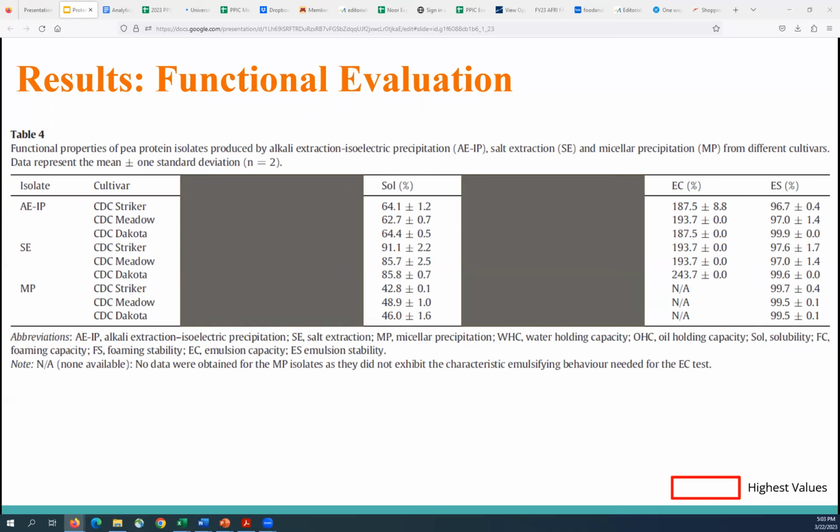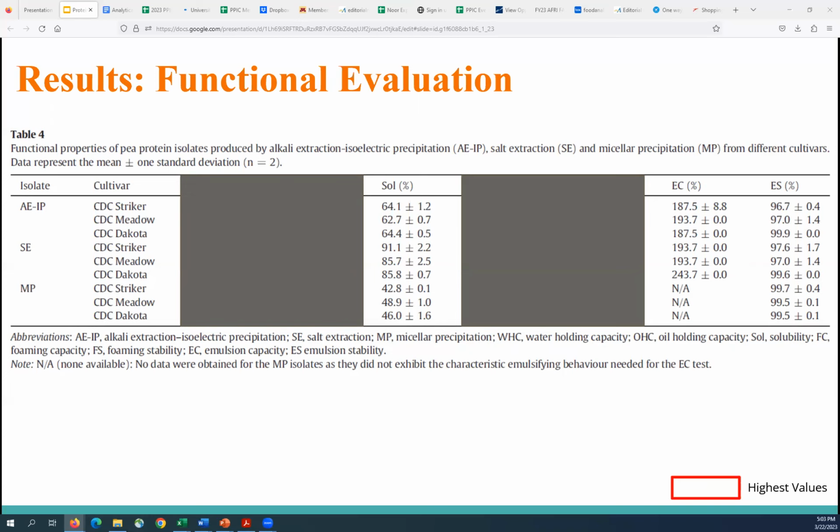No, they didn't measure DSC. Did they measure...? I believe they did. I think they only measured moisture content. Only moisture in this one. Okay. Yeah, this paper was definitely lacking.